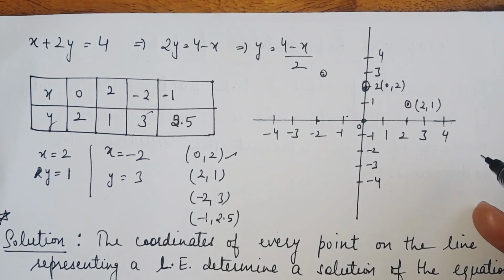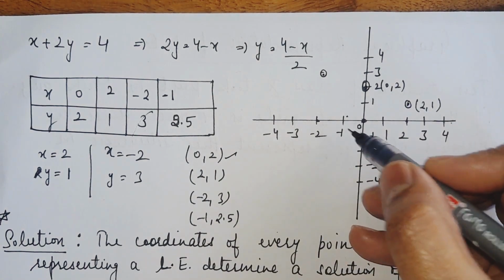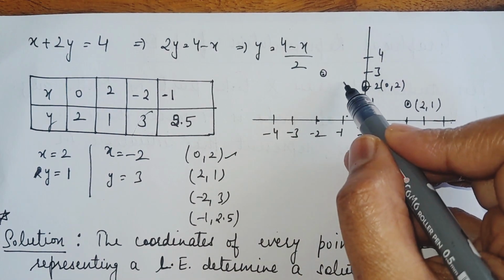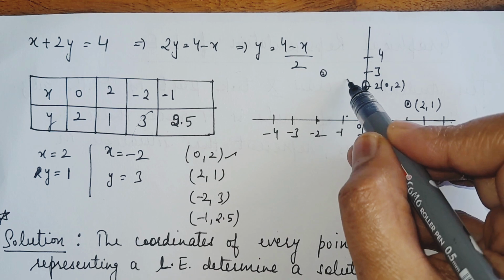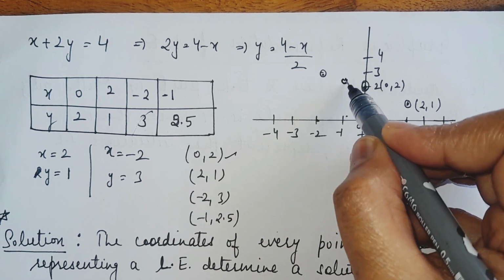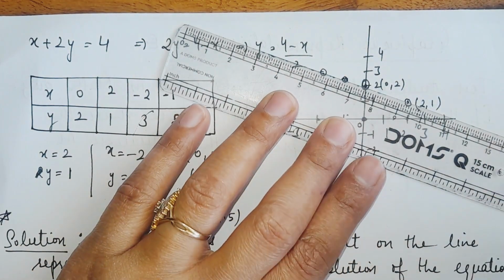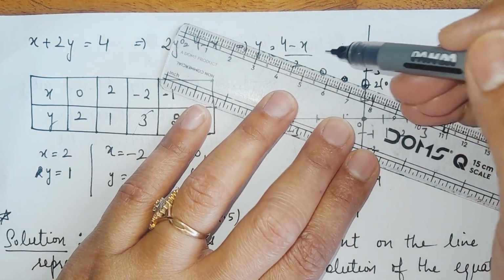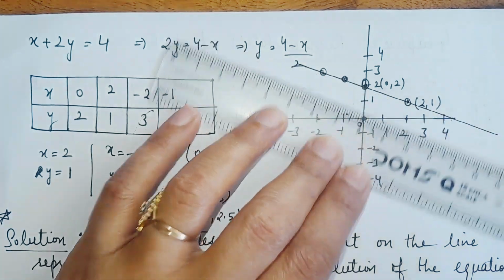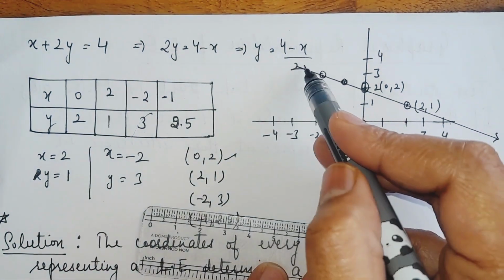Similarly, we can plot the next point. At minus 1, y is 2.5, so 2.5 will be somewhere between 2 and 3. So it will be up to here. Now, if we join these 4 points with the help of a scale, you will find that the graph of this linear equation is a straight line.